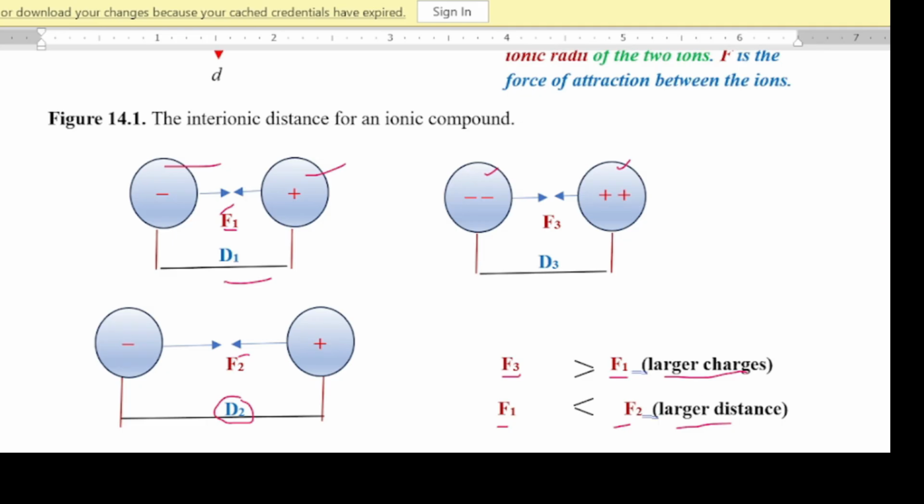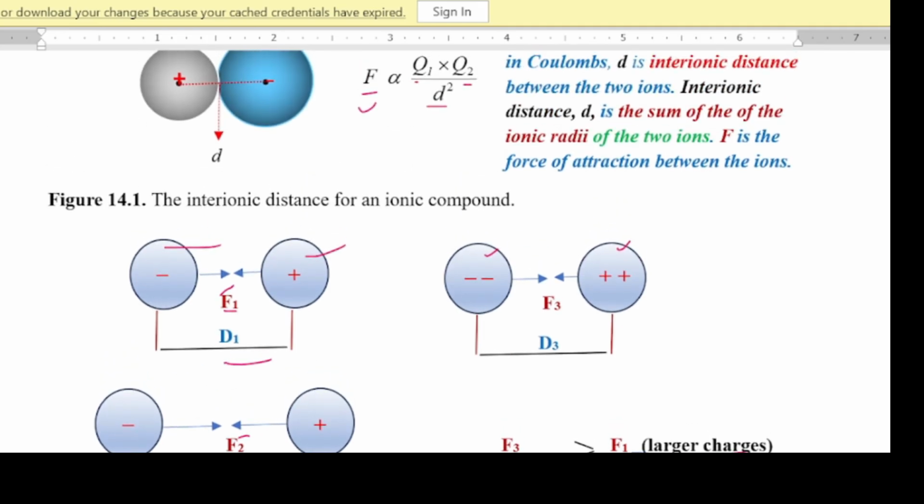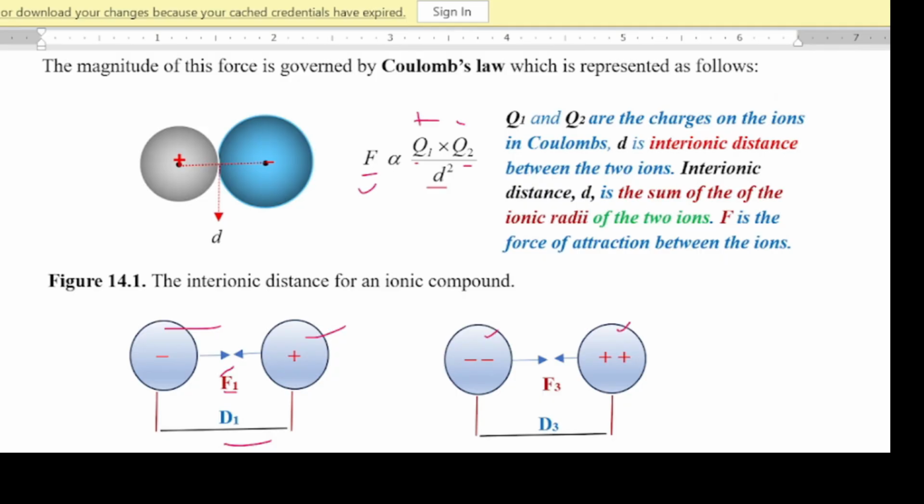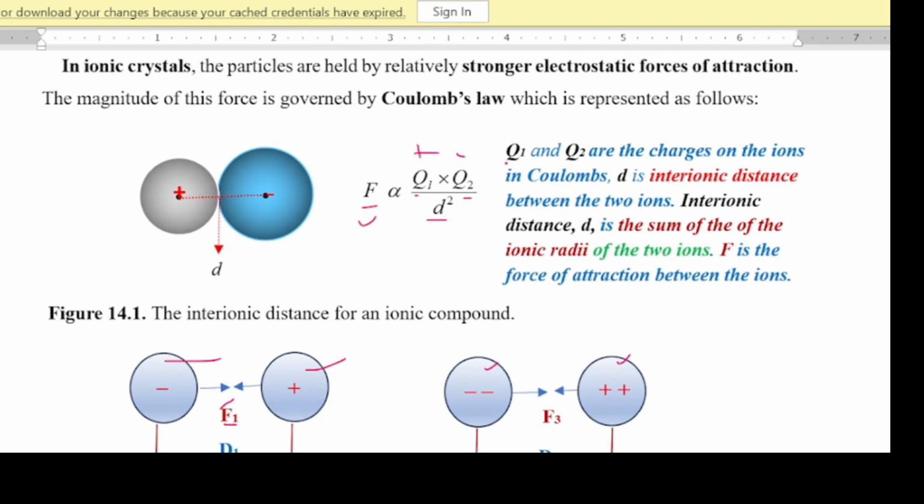So that sets the background for us to talk about the stability of ionic crystals with respect to the types of ions that they have in the crystal. Q1 here and Q2 are the charges in coulombs. D is the inter-ionic distance. So what is D? D is really the sum of the ionic radii of the two ions. So here is one ionic radius, and that's the other ionic radius. When you add these together, you get that D here. And F, of course, is the force of attraction between these two ions.